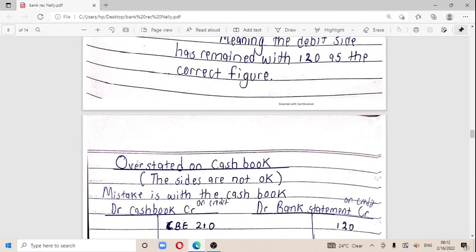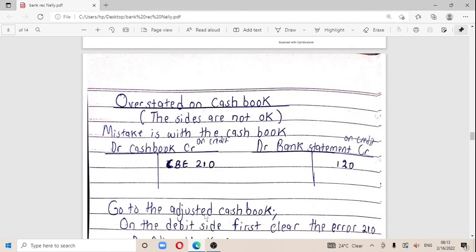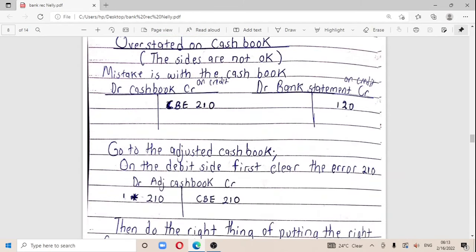So what happens when you're having overstated figures on the cash book but the sides are not okay? In other words, you're having a credit and also a credit, but the figures are overstated. First of all, you get to know who is having a mistake. So the mistake is with the cash book. So if the mistake is with the cash book, you're going to see this one is the one who is correct. So these ones are not correct, and you want a 120 on the debit side. So you go to the adjusted cash book. The first thing you do is make sure that you clear the error.